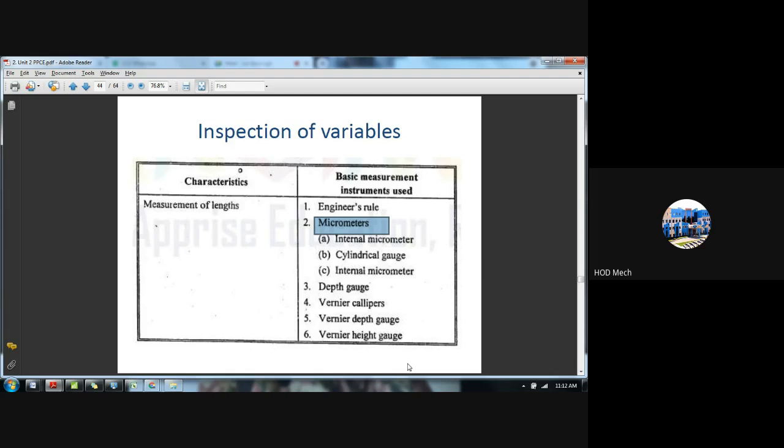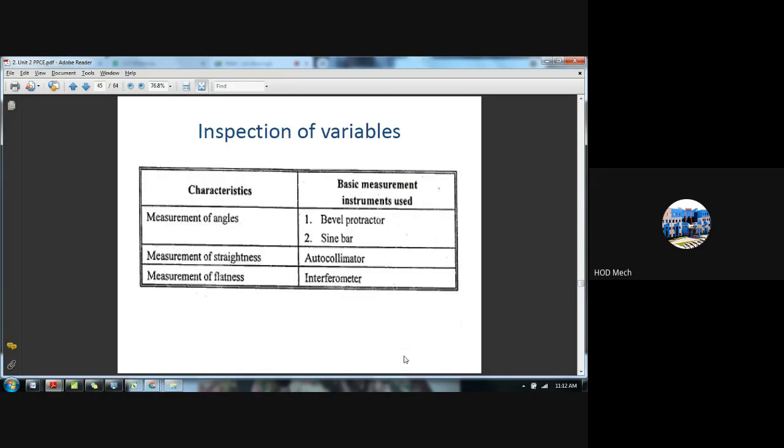So you must definitely know the names of some of these types of equipment and tools. Similarly, when I go for angle measurement, what do we use? Here you see the bevel protector, sine bar, right? From the industry point of view, in basic information, when students attend an interview, they struggle. This is not a small matter. It is a larger problem for most of the students.